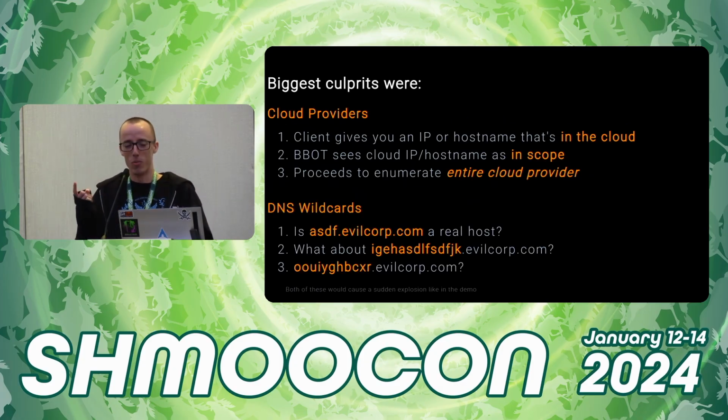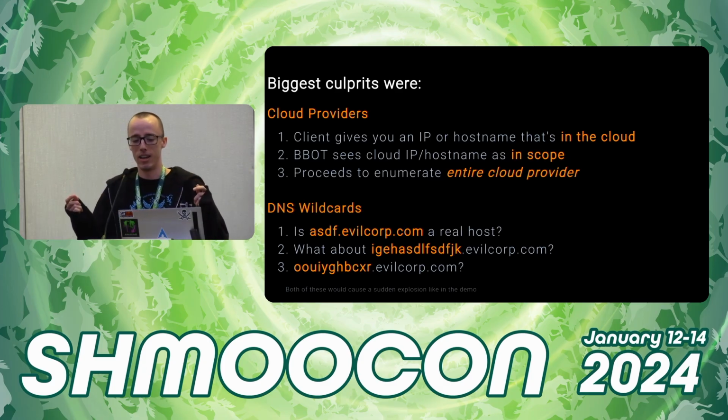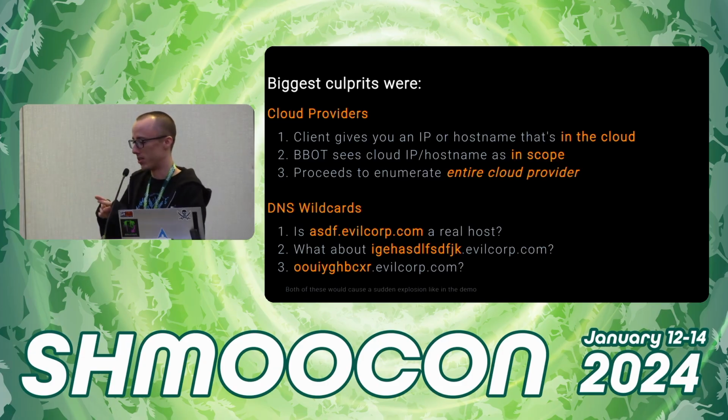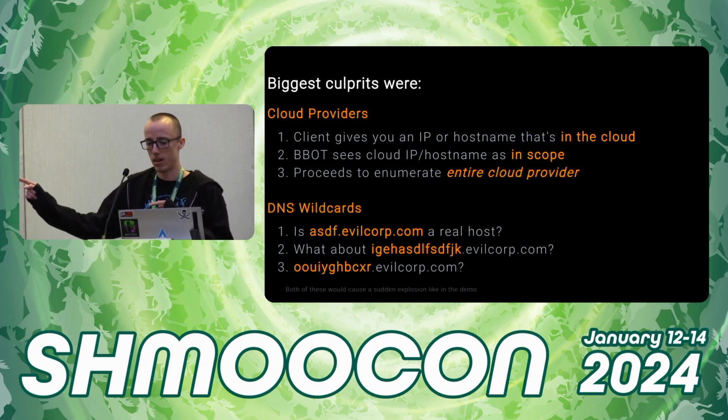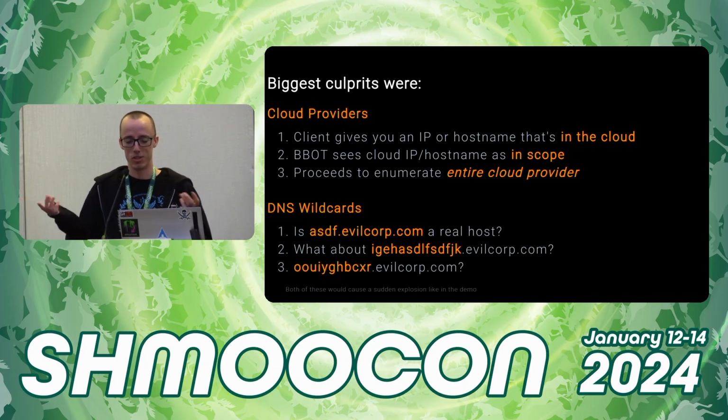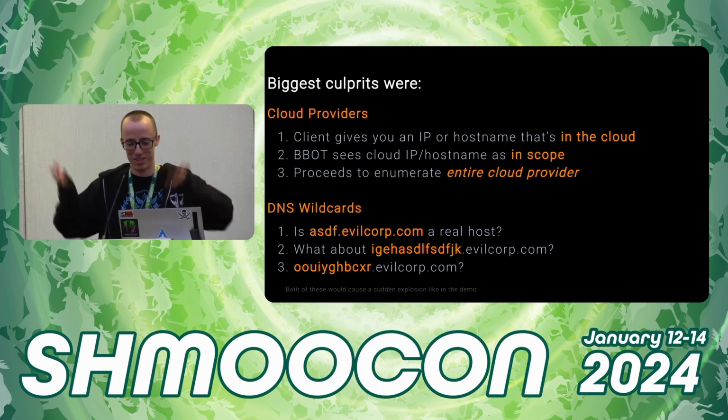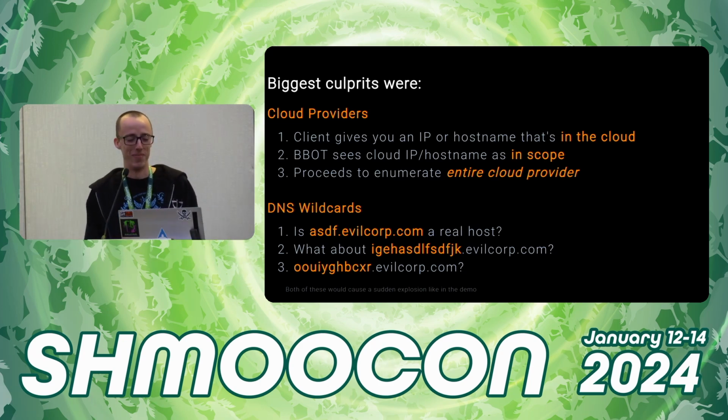The biggest culprits were cloud providers, which is what you saw. Basically, the client gives you a host name, and it happens to have a CNAME record that points to a cloud host name, and BBOT just assumes the entire cloud is in scope and enumerates the entire provider. It's also DNS wildcards. Anyone who's done OSINT hates DNS wildcards with a burning passion, and I do too.